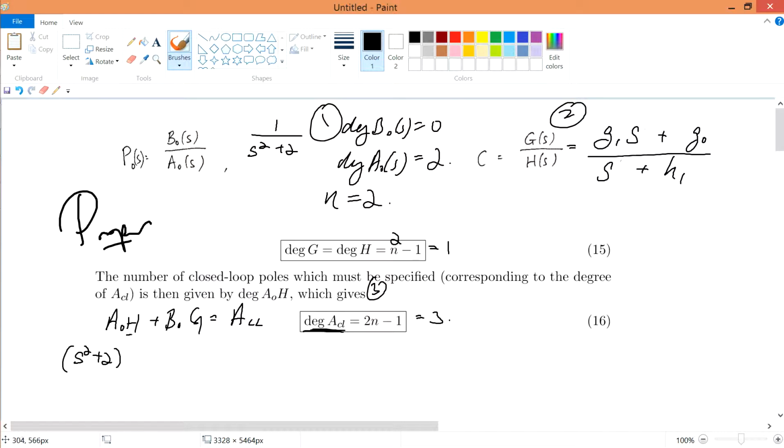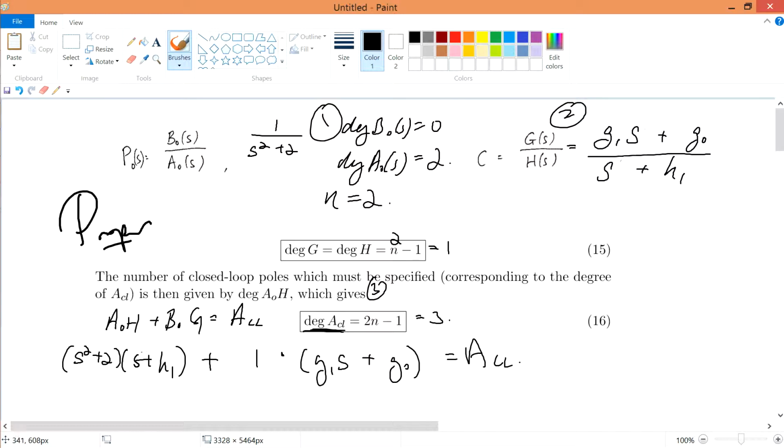Alright, while your H over here, what is your H? Your H is s plus H1. So I'll just write it over here. Plus B naught G. B naught is your 1. So B naught is equal to 1. Therefore, just write 1 multiplied by your G. G is this one over here, because it's G of s. So therefore it's G1 s plus G0, equal to your A CL.